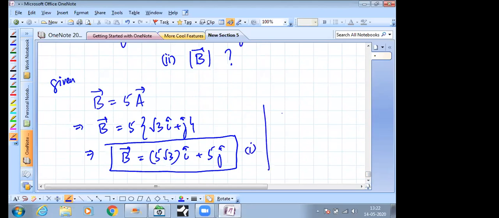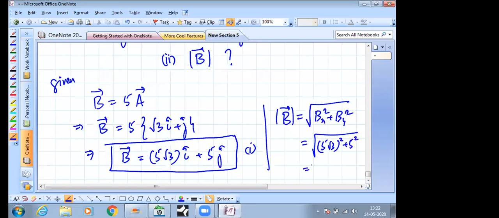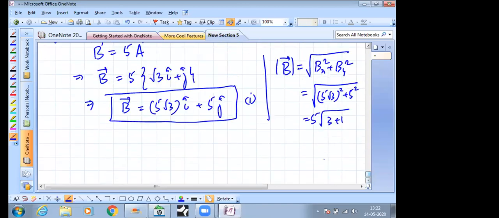And the magnitude of vector B is just square root of its x component square plus y component square. So that is 5 root 3 whole square plus 5 square, from which you can take 5 common and you have 3 plus 1. So as you can see, that is 10. Okay. So vector B's magnitude is becoming 10. So that becomes the second part's answer.